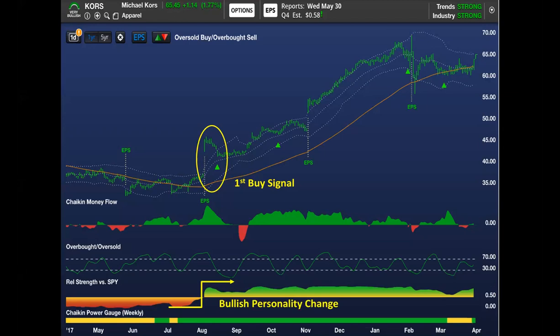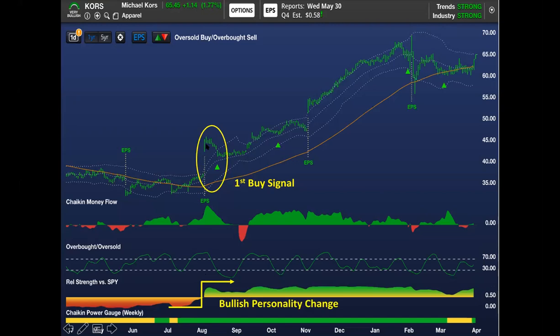Now, here's an example of what we call a bullish personality change. It's Michael Kors, very powerful force in the apparel business. They made an acquisition of Jimmy Choo's shoe line, but it was under pressure in the spring and summer of 2017 because people were worried about border taxes. People were worried about trade wars back then as well. But the stock reported a very positive earnings surprise back here in August, spiked up, broke the downtrend, and in doing that, it started to outperform the market.